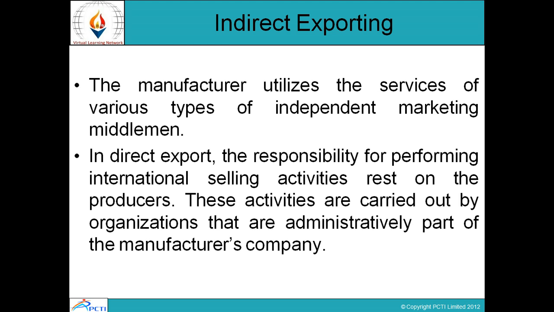In the case of indirect export, the manufacturer transfers the responsibility for selling the job to some other organization. In the case of direct export, the responsibility for performing international sales is basically on the producer, and these activities are carried out by the producer organizations, right?